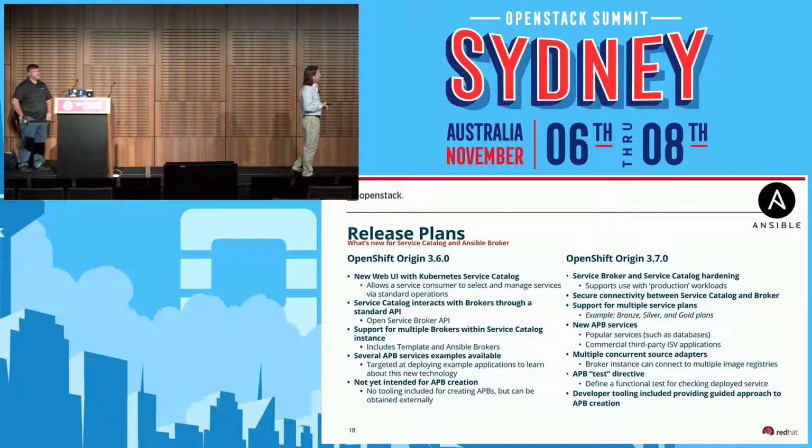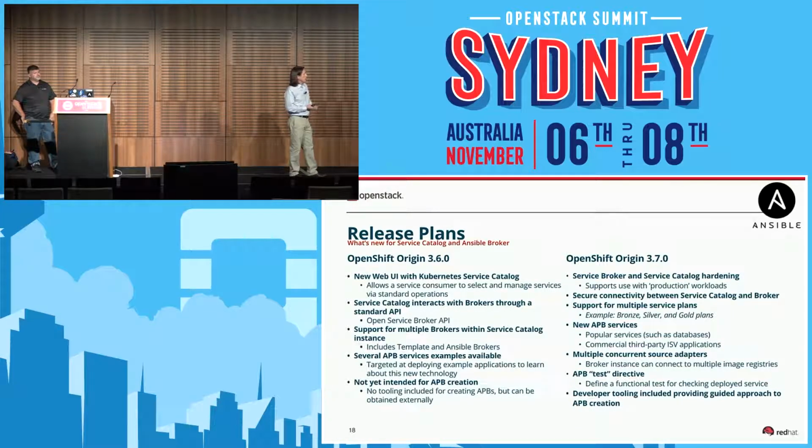We also have support for the brokers in the Open Service Broker API. Two brokers are available, again, the template broker and the Ansible broker. We have several APB services that are available with Origin. And the tooling's not there yet, but it can be obtained remotely or outside of Origin.